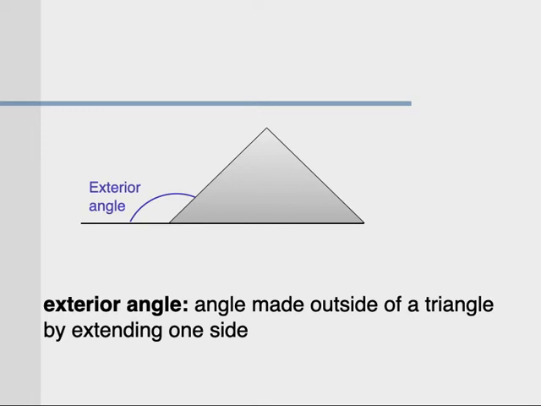There's 2 definitions you're going to write down on the back page of your notes. The first is an exterior angle and what that is. An exterior angle is any angle you create outside of a triangle by extending one side. If I just take this side of the triangle and extend it further, that creates this exterior angle. Remember, exterior is really just a fancy word for outside. So it's an angle outside of your triangle instead of inside.